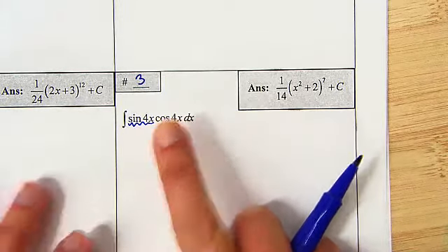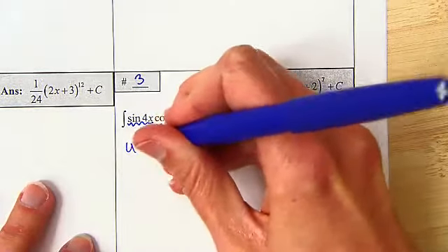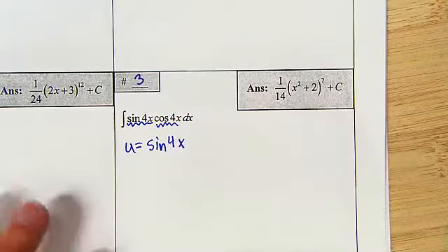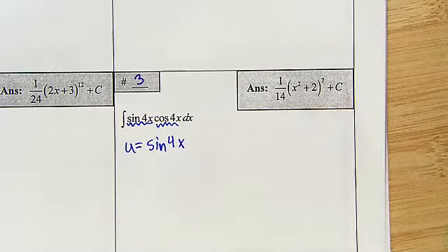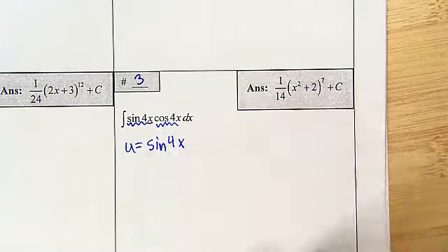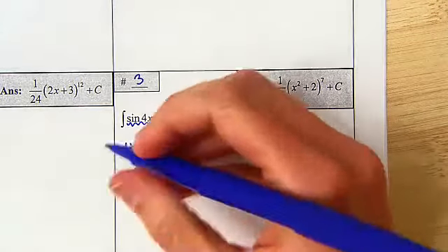So what I'm going to do is set u to equal the sine of 4x. Okay, so I have u is equal to sine of 4x. Again, this will still work if you set u to be cosine of 4x, but I'm going to do sine of 4x. Okay, so then what I need to do now is go ahead and take the derivative.